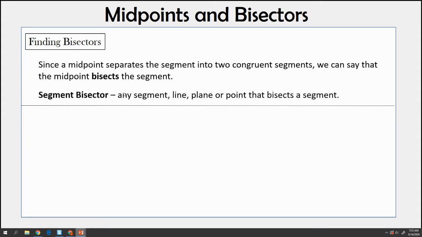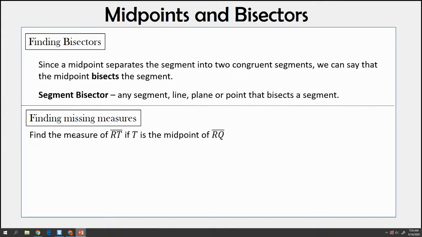All right, a segment bisector is any segment, line, plane, or point that bisects a segment. So what we're saying here is when a segment gets cut in half, whatever passes through that segment has to pass through its midpoint. It could be a line that goes through it at the midpoint, a segment that hits it at the midpoint, or a plane that cuts through it at the midpoint. But the bottom line, if it's going to bisect it, then it's got to pass through that line segment at its midpoint.